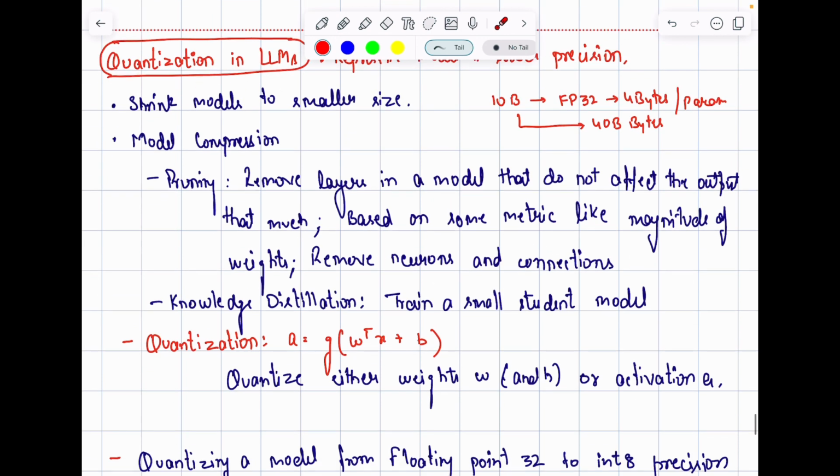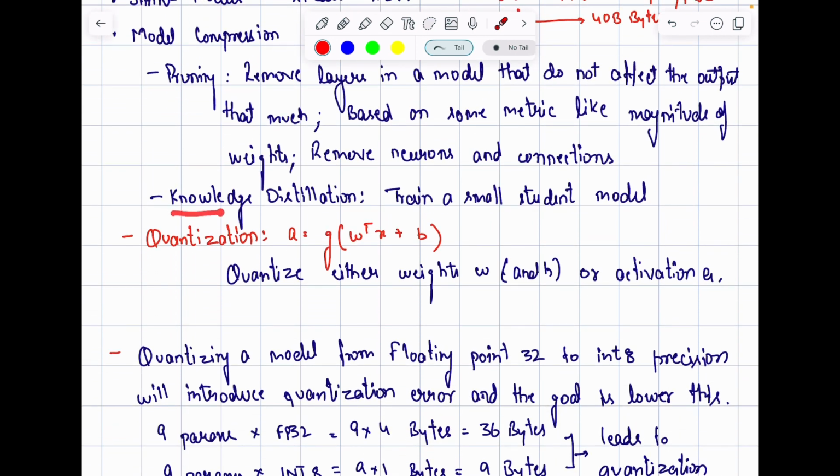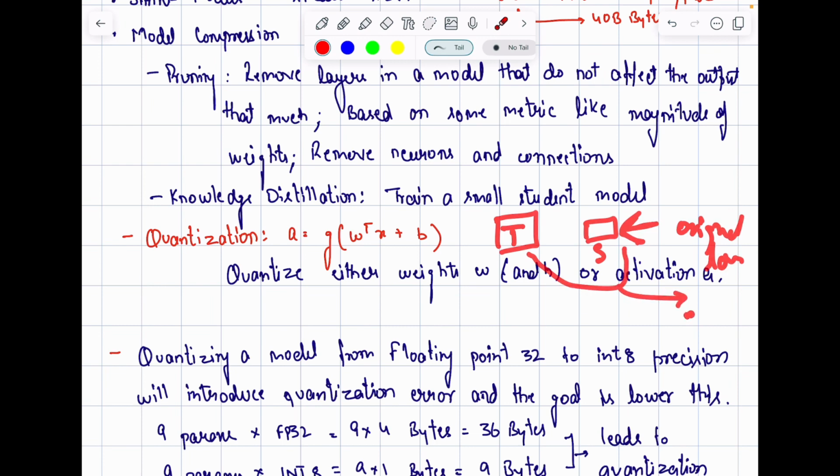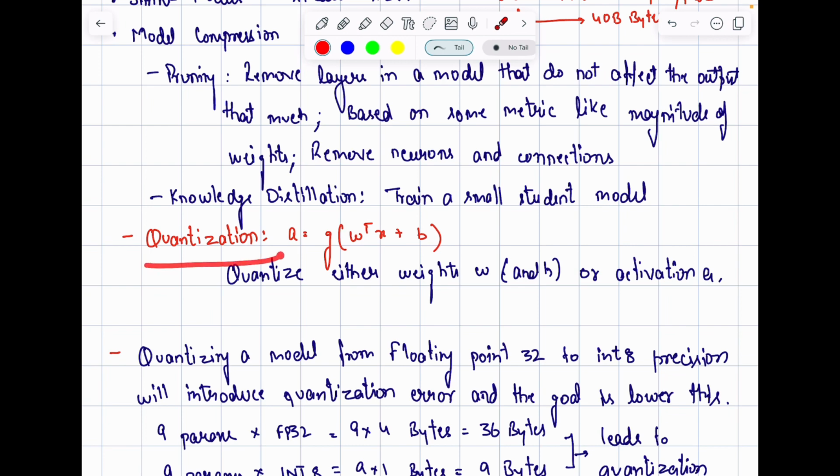Another way of doing this would be to do something called knowledge distillation, where we have a very large model and we have a very small model. The large model is called teacher, the smaller model is called student, and other than training the student model on the original loss, we also add some form of supervision between the teacher and the student, right? Some log term, L2. Okay, so we'll not go into the details of this. We will focus on something called quantization.